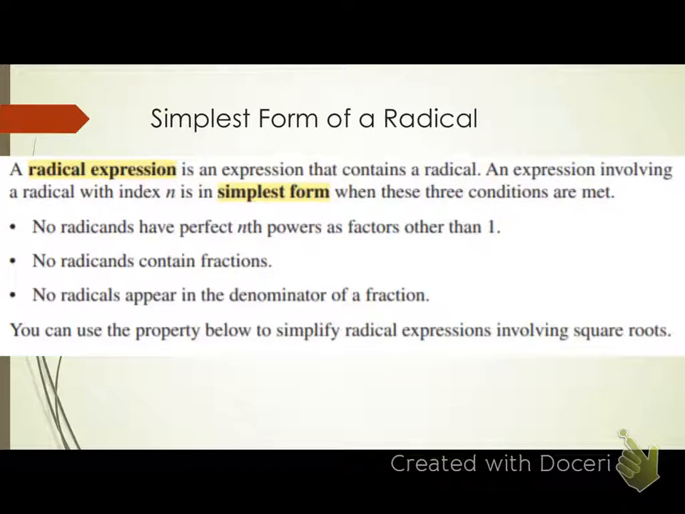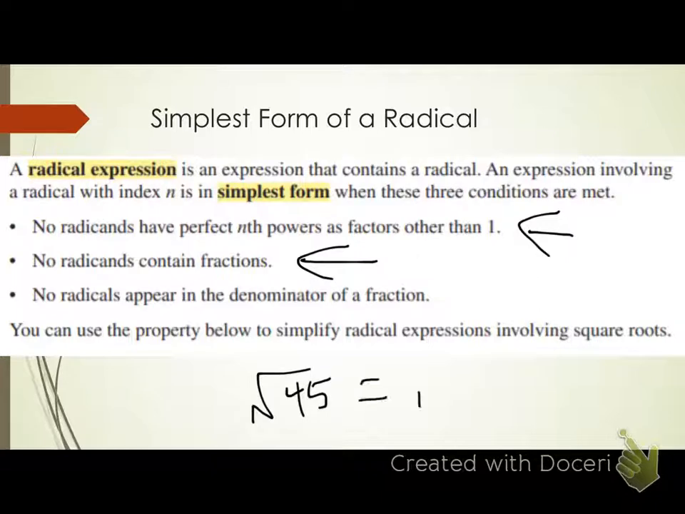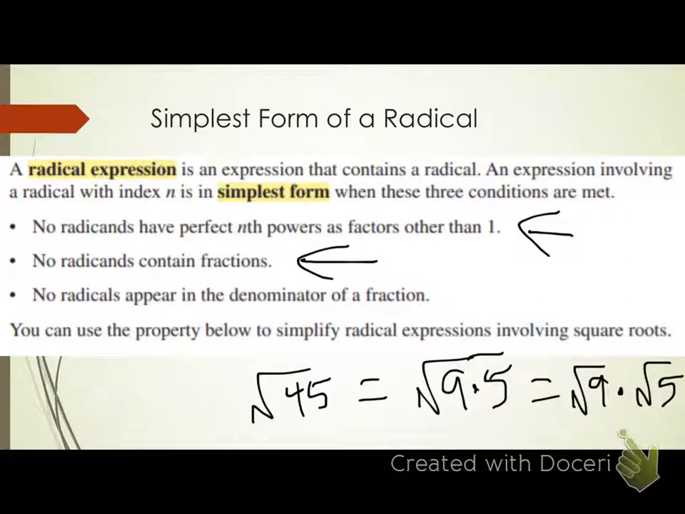We've seen this plenty of times before. It's talking about simplest form of a radical. We've talked about these first 2 points. The first one, no radicands have perfect nth powers as factors other than 1. That was our product property, where we could split up a square root and a product under the square root and let each factor have its own square root. Such as the square root of 45 equals square root of 9 times 5, which equals the square root of 9 times the square root of 5. That's what that first point's talking about.